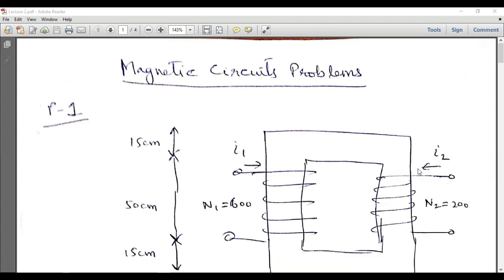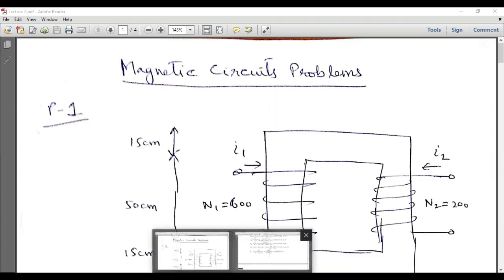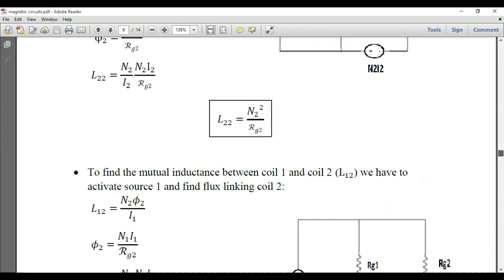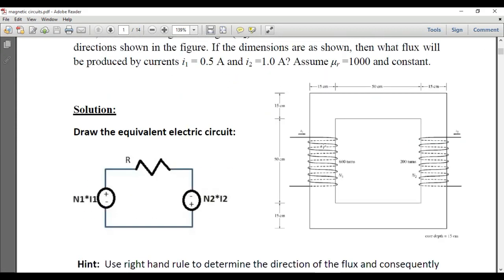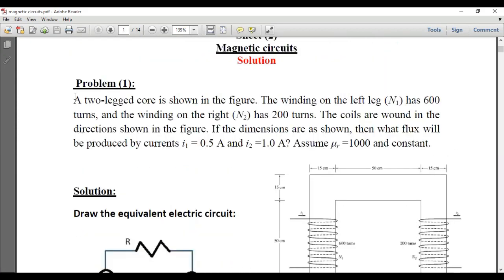So this is the circuit which is the first problem. These problems are taken from these lecture notes. The problem statement of this circuit is given here. A two-legged core is shown in the figure. The winding on the left leg has 600 turns and the winding on the right has 200 turns. The coils are wound in the directions shown in the figure. If the dimensions are as shown, then what flux will be produced by currents I1 and I2? Assume relative permeability as 1000 and it is constant.